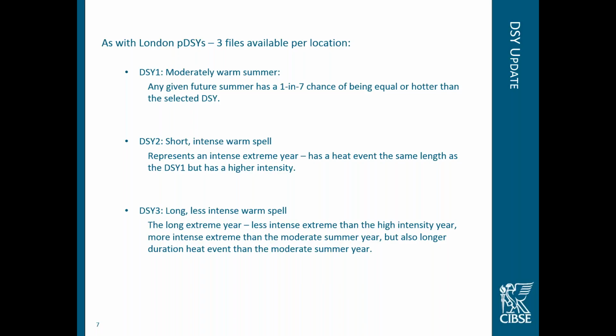So the long extreme year has a less intense extreme than the high intensity year, but a more intense extreme than the moderate summer year, and also a longer duration heat event than the moderate summer year. Essentially you've got warmer heat events than your design summer year 1, but they're less intense than your design summer year 2. That's quite interesting because you've got two design summer years with different types of heat events. So how is your building, depending on the type of development and the location, going to be impacted by that? By a long spell of hot weather or by a short spell of very intense weather?